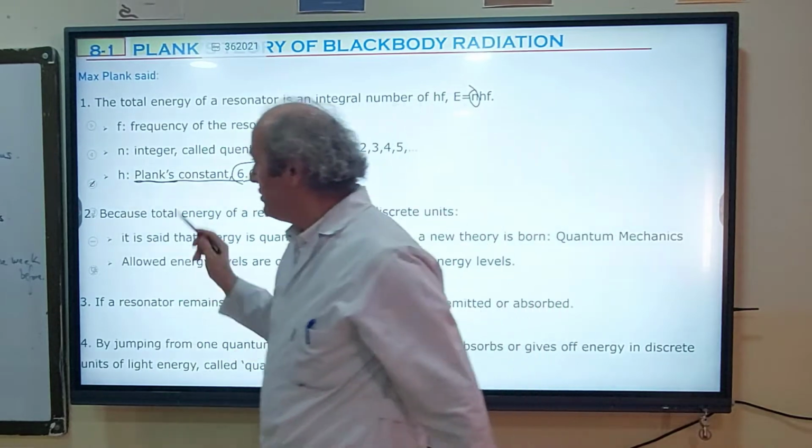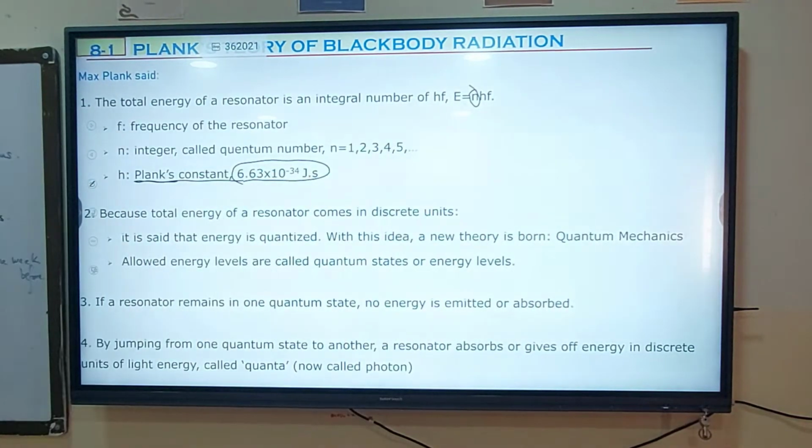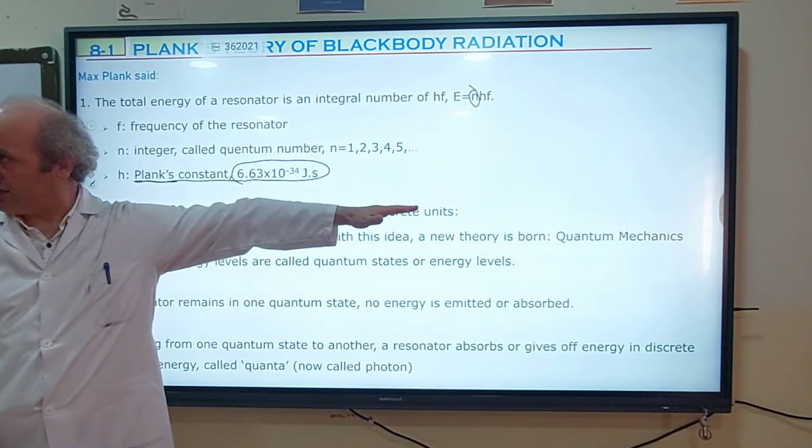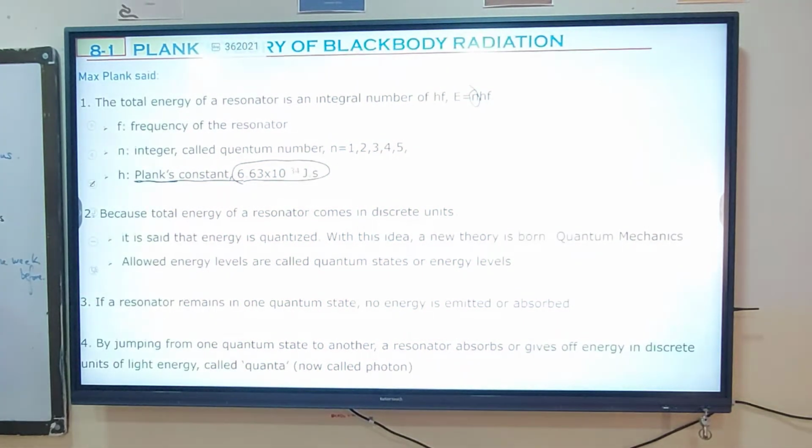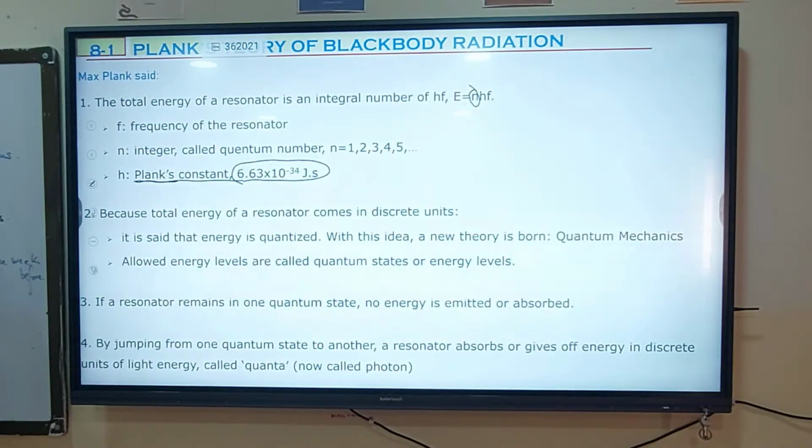Second postulate: because the total energy of a resonator comes in discrete units, not continuous, it is said that energy is quantized. What does quantized mean? I explained it when I was talking about some older courses. Electrical charge is also quantized. 1 electron, 2 electrons, 3 electrons, 4 electrons, but not 1.1, not 1.2, because you cannot divide an electron. So quantized means this.